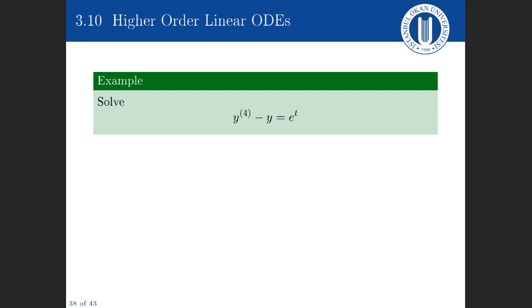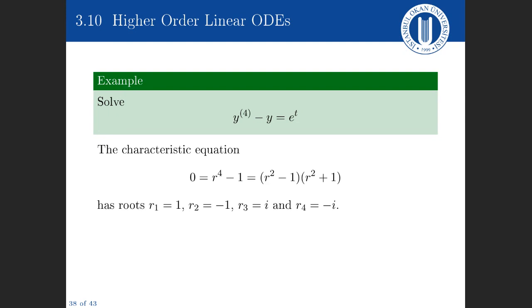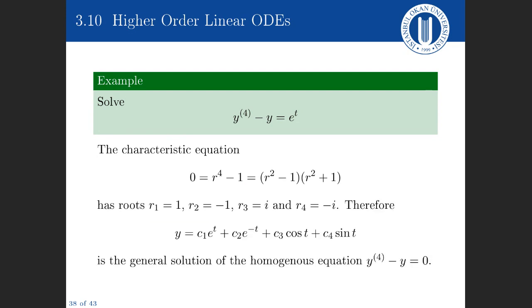Another problem. Solve the fourth derivative of y minus y equals e to the power t. First, I want the general solution to the homogeneous equation. So I'm going to start with the characteristic equation, r to the power 4 minus 1 equals 0. We can find that the roots are 1, minus 1, i, and minus i. And then we can write down the general solution to the homogeneous equation. From 1 and minus 1, we get e to the power t and e to the power minus t. From i and minus i, we get cos t and sin t.